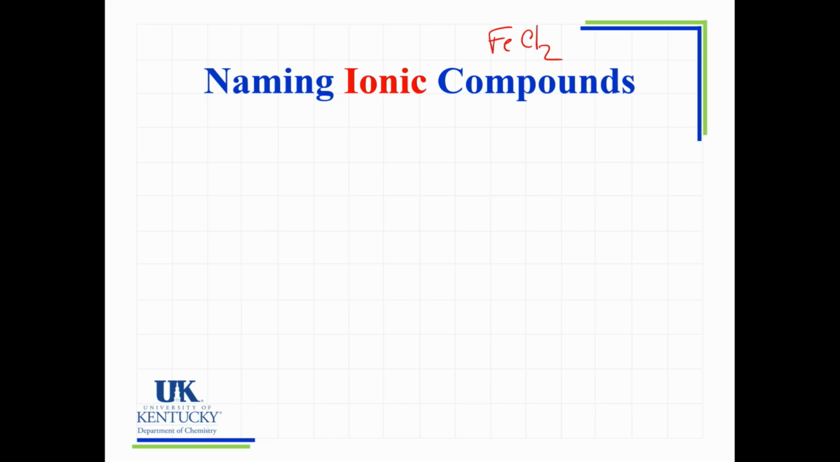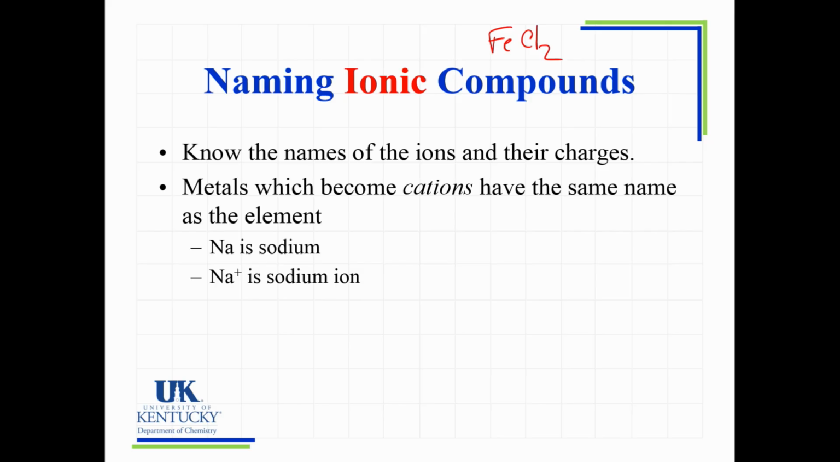So we're going to go through the rules, and then we're going to practice those rules. The ionic compound rules are very systematic, and there can only be one name for each compound. Can't be ambiguous at all. So here are the rules. First of all, you can't do it unless you know the names of the ions and their charges. So you have to have memorized those polyatomic ones. But let's say it's not part of a polyatomic ion. Let's just say it's a metal cation.